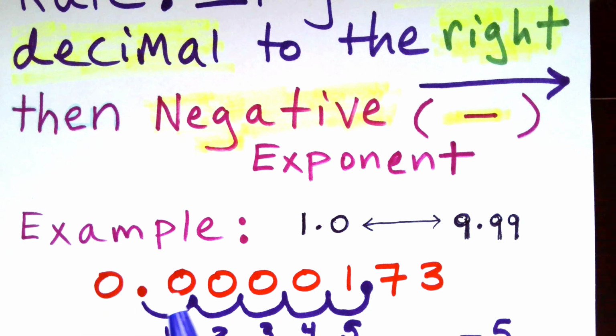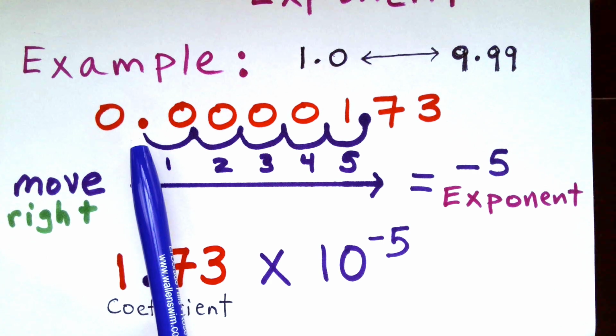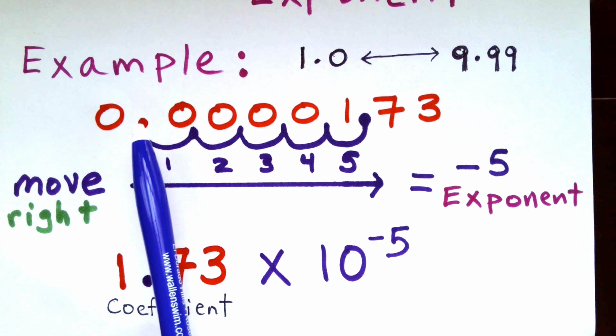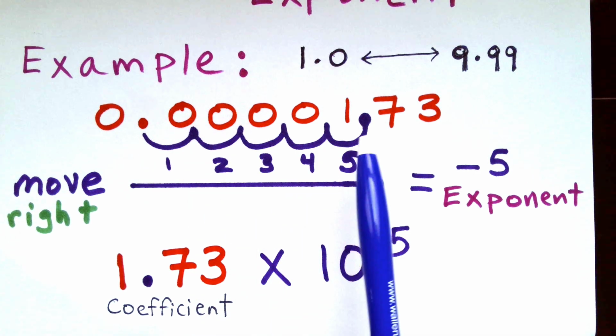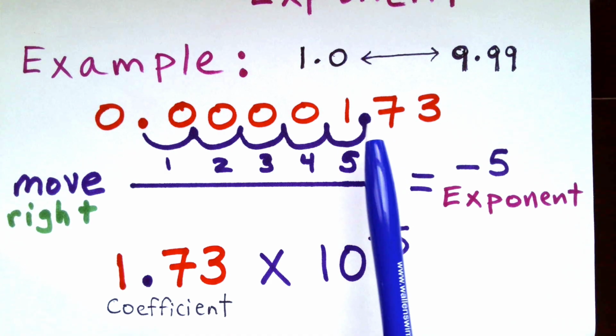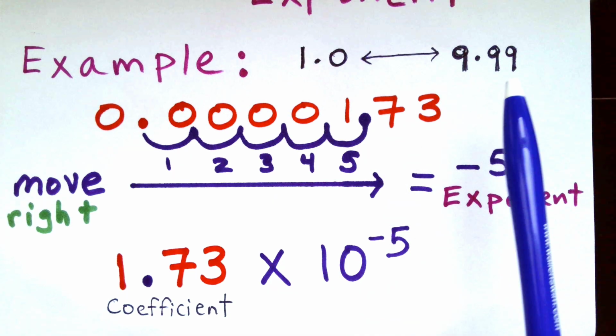I have 0.00000173. That's a super small number. I want to convert that into scientific notation. And remember, I'm going to create a coefficient between 1.0 and 9.99. So in order to create that coefficient between 1.0 and 9.99, I move this decimal to the right 1, 2, 3, 4, 5 times. I ask myself, is 1.73 between the number 1.0 and 9.99?